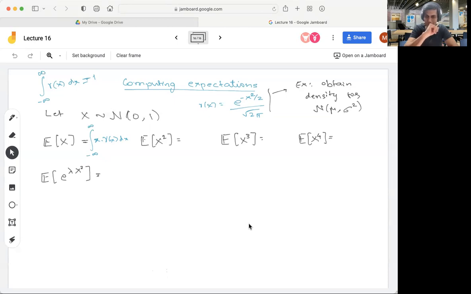Zero. Why is it 0? Because the inner function x times gamma x is an odd function. Right. So it's an odd function.